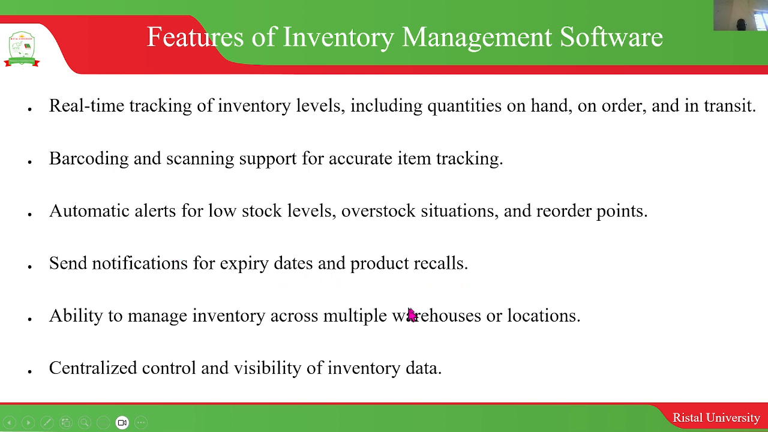Okay, this is the same. Automation alerts can as well do that. Ability to manage inventory across multiple warehouses and also locations. This can be done through coordinations. Then centralized control and visibility of inventory data. When we centralize data, normally it's easy for us to know what is happening in each of the separate units.